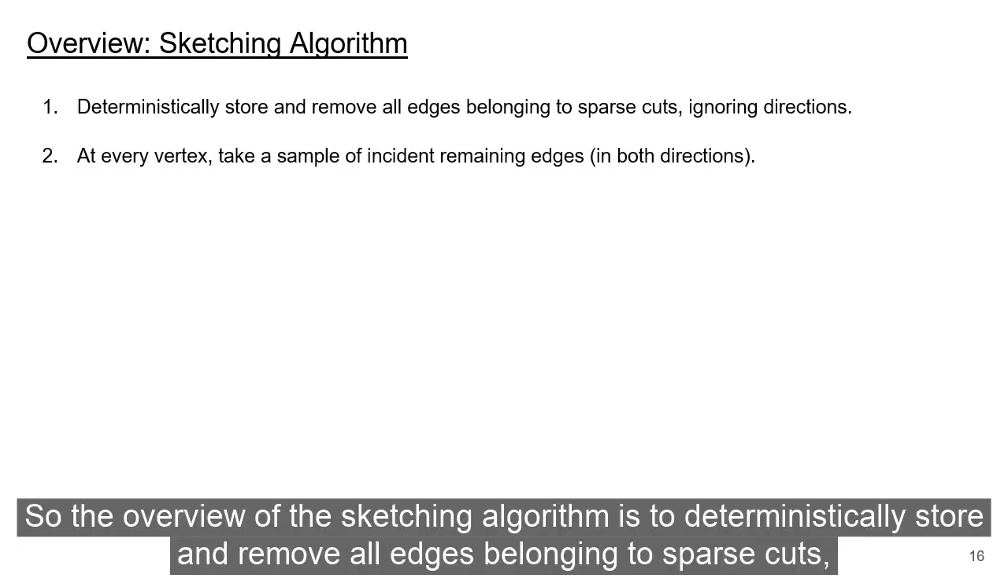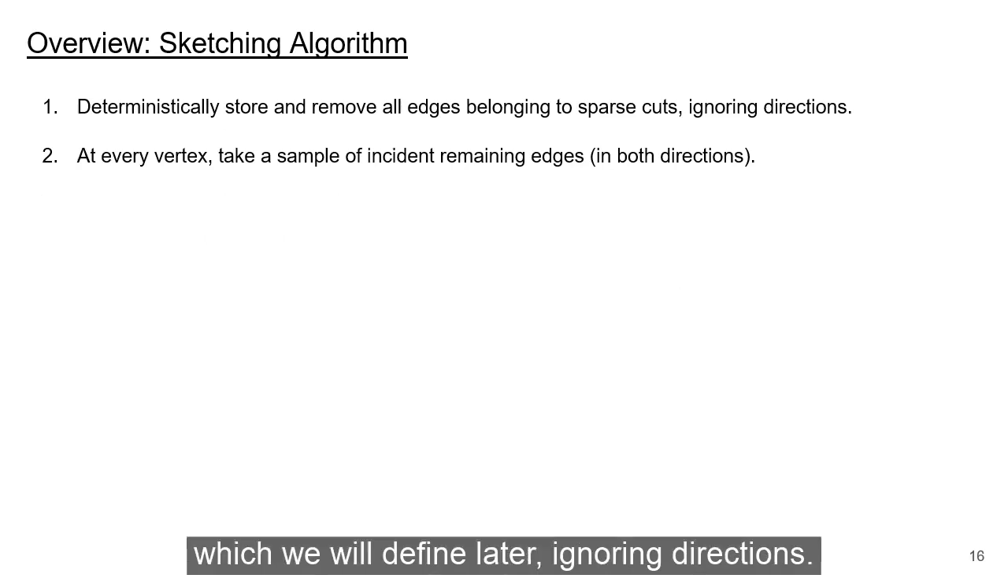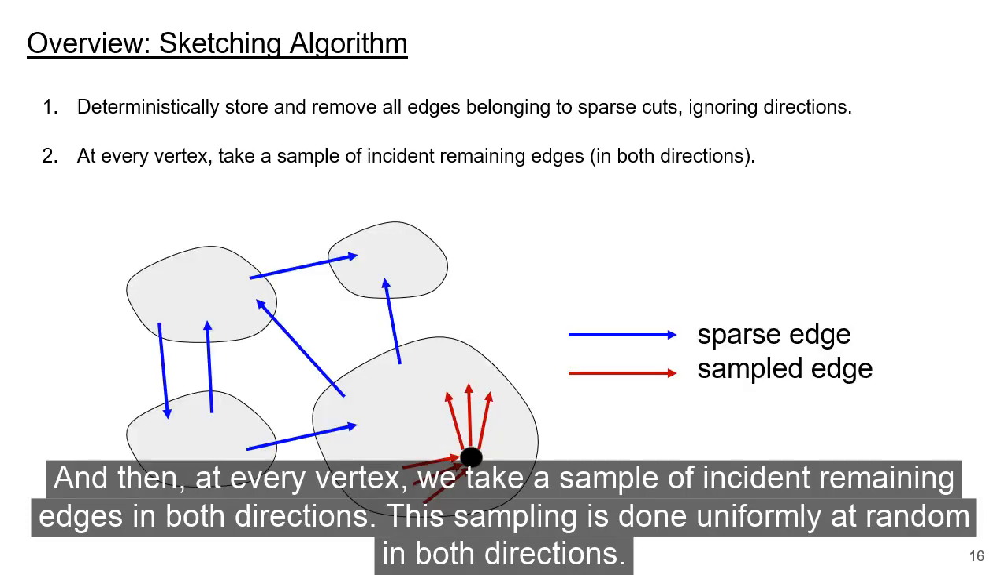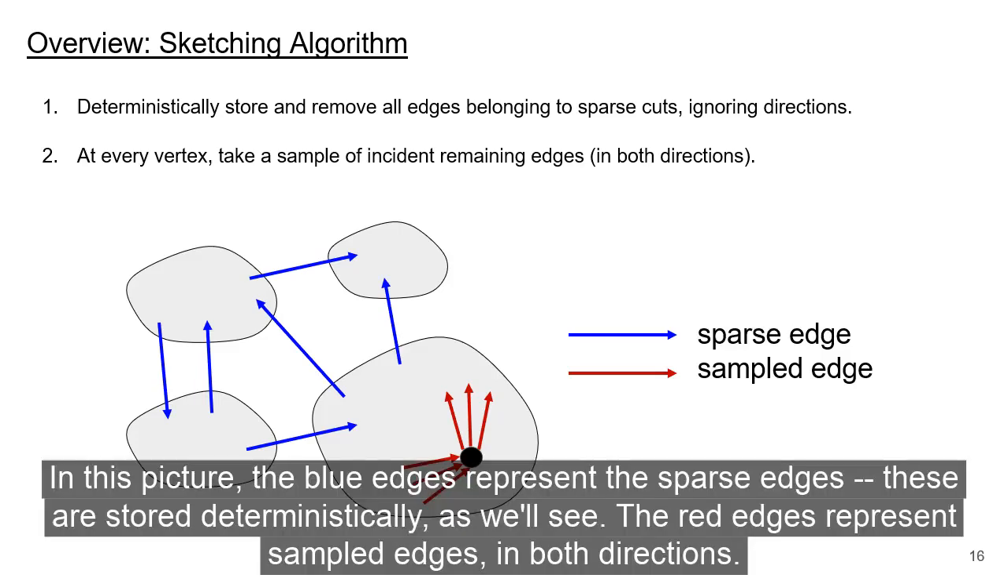The overview of the sketching algorithm is to deterministically store and remove all edges belonging to sparse cuts, which we will define later, ignoring directions. Then at every vertex, we take a sample of incident remaining edges in both directions. This sample is done uniformly at random in both directions. In this picture, the blue edges represent the sparse edges, which are stored deterministically, as we'll see, and the red edges represent sampled edges in both directions.